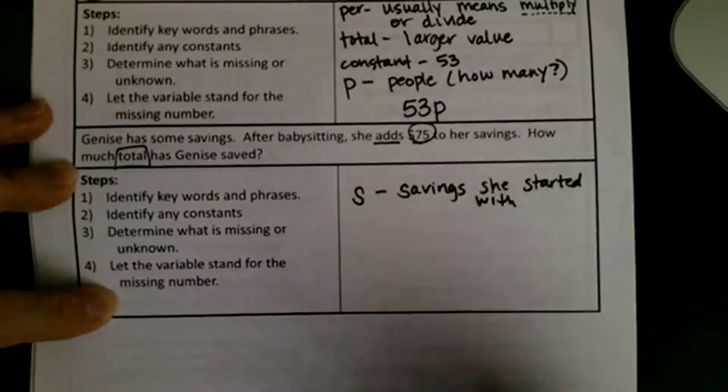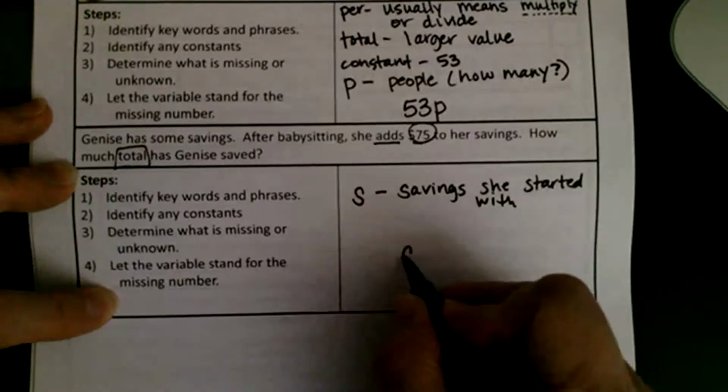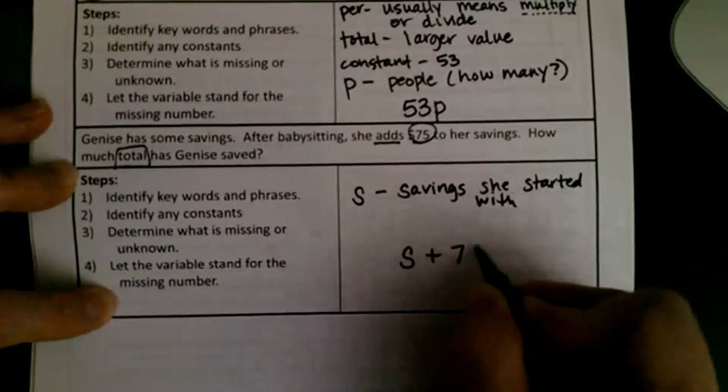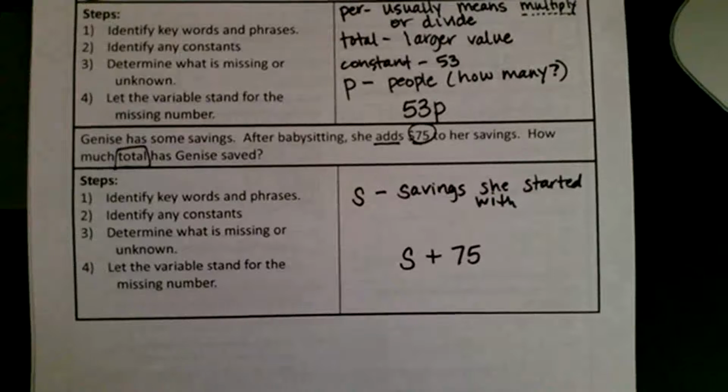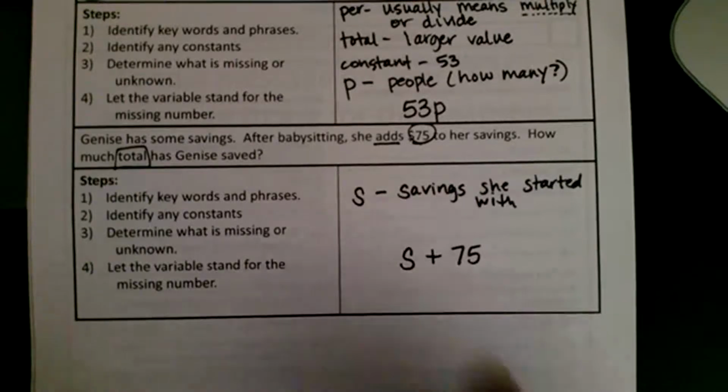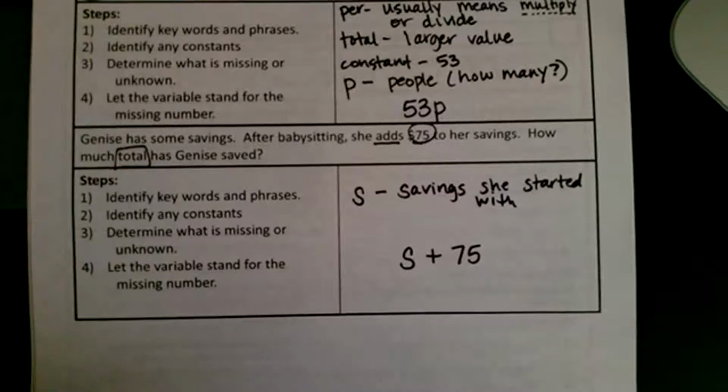And we know we're going to add $75 to that. So if we take S and we add 75, that expression right there, S plus 75, stands for the total amount she has in her savings. Okay, so this expression, we don't know what that equals, right? It's not an equation, it's just an expression. This expression stands for the total amount she has in savings, okay?